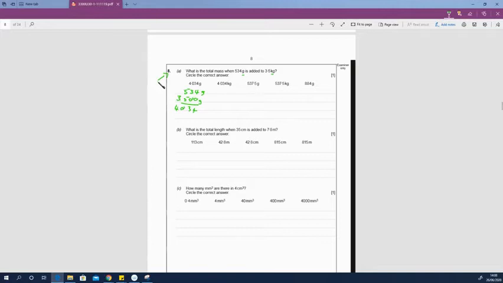So add them up. So we've got 4,034 grams, which is 4.034 kilograms, because I've divided it by 1,000. Now there's one answer which is 4.034 kilograms, and there it is.